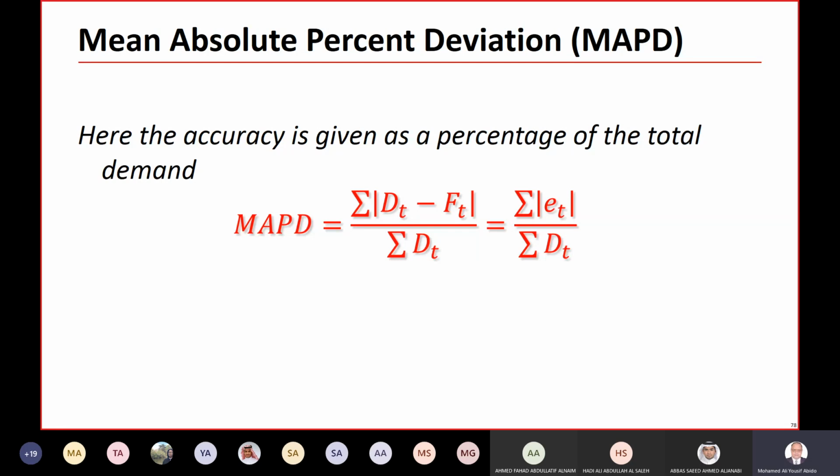Muhammad Hassan? Doctor, how can we choose between these methods?